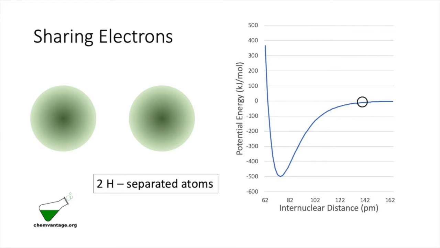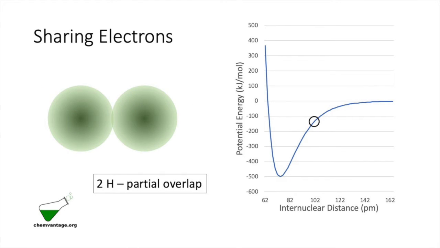Consider what happens when two hydrogen atoms approach each other. At large separations, more than about 150 picometers, the attractive potential energy is very small. However, when the electron clouds begin to overlap, around 100 picometers, the potential energy decreases. This energy difference will eventually be released as heat, and a bond between the two atoms begins to form.